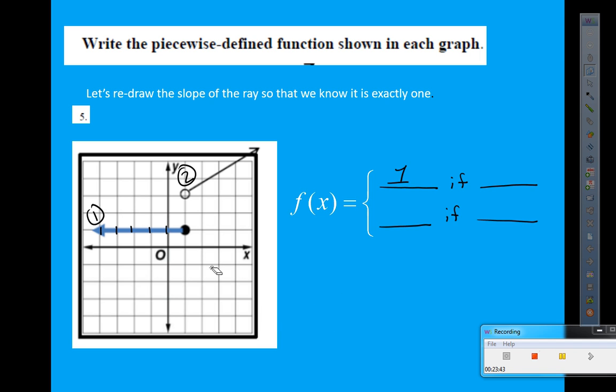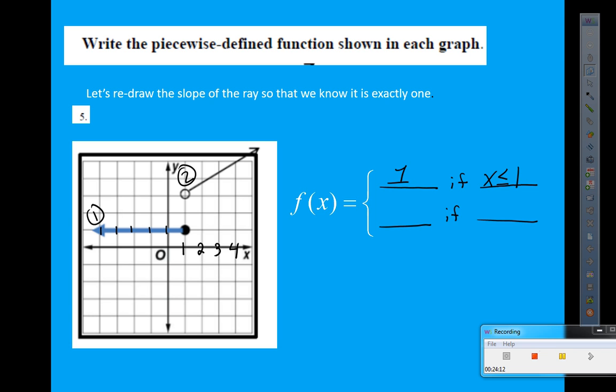Now here comes kind of the hard part. I've got to decide what x value I'm using. Well, when I look at this, here's x is 1, 2, 3, 4. Come down with the vertical line. What x value do I hit? I hit 1. It's got a closed dot on it, and it's going to the left. So I'm going to say my y values are 1 if x is less than or equal to 1. So I've got that one out of the way.